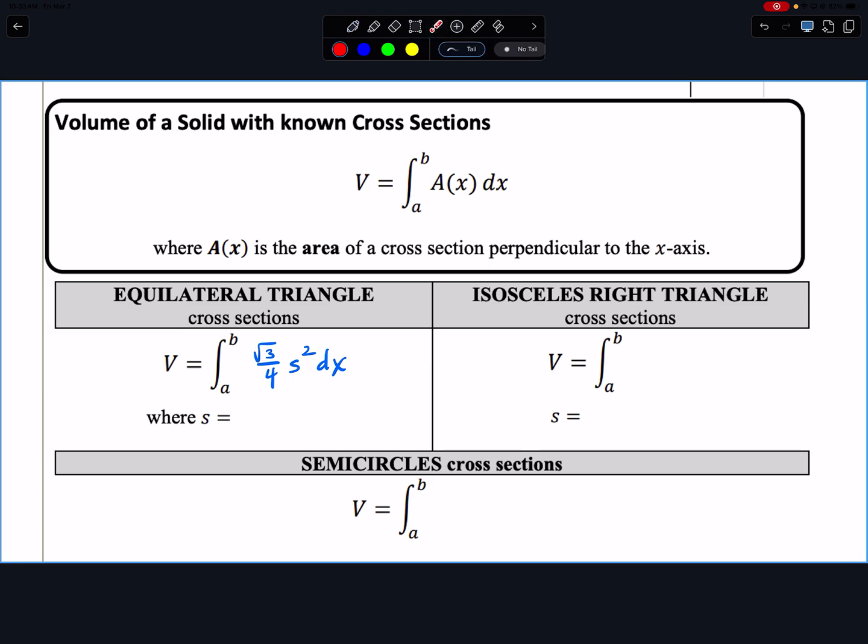This is because this is the general formula for an equilateral triangle. Okay, where the s is still top function minus bottom function, so it's going to be f of x minus g of x. And I want you guys to write this down on the side. You don't need to memorize, because this one, if it does come up on the AP exam, they typically will give you guys the formula. Okay.